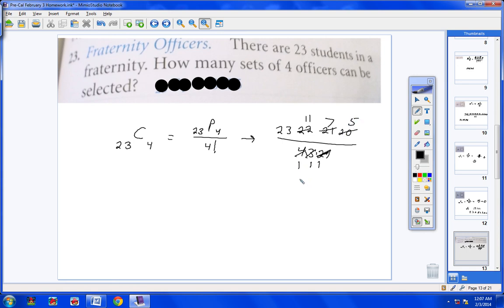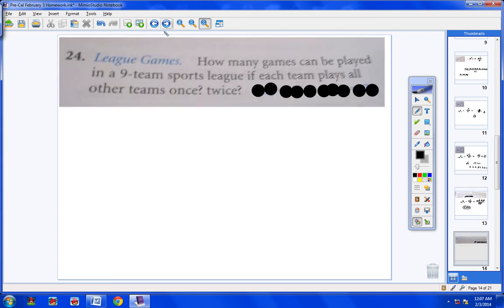And I'm not sure if that helps a whole lot, maybe a little bit, but if I multiply 23 times 11 times 7 times 5, I will come up with this right here, 8,855 different sets of 4 that can be pulled out of a group of 23. All right, and I'm going to grab my calculator really quick and just make sure that that is correct. And that is correct. Okay, moving on to number 24.